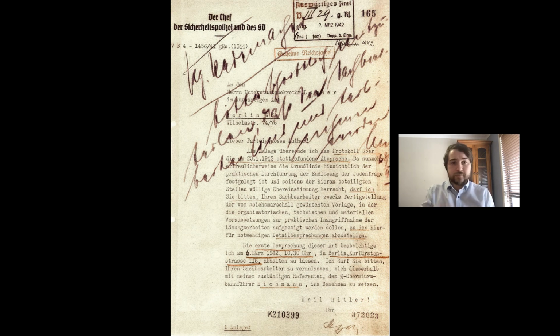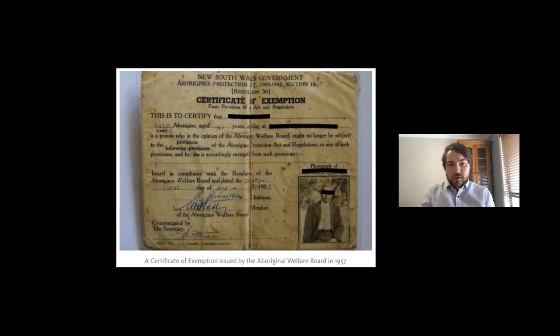The third document I'd like to show you is a certificate of exemption. It was issued during the period in time in Australia which we come to know as the stolen generation, where Indigenous Australians were forcibly removed from their families. And this was all done through a legal process.